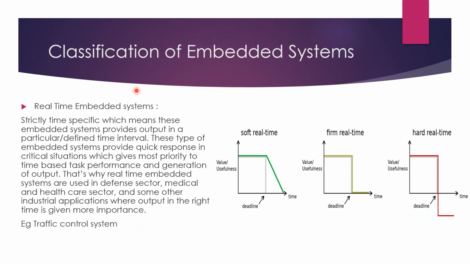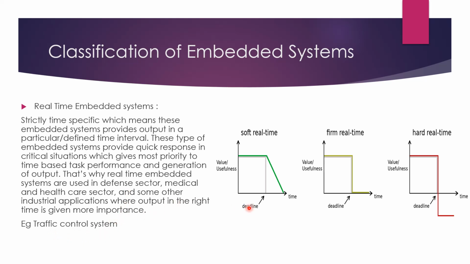Now, classification of embedded systems. Embedded systems can be classified into a few classifications as follows. The first one is real-time embedded systems. These are strictly time-specific embedded systems, which means these provide output in a particular or defined time interval. Now, this type of embedded system provides quick response in critical situations, and they give priority to the time in which the output is generated. That is why these are used in the defense sector, medical sector, health sector, and the best example is a traffic control system where time is of essence.